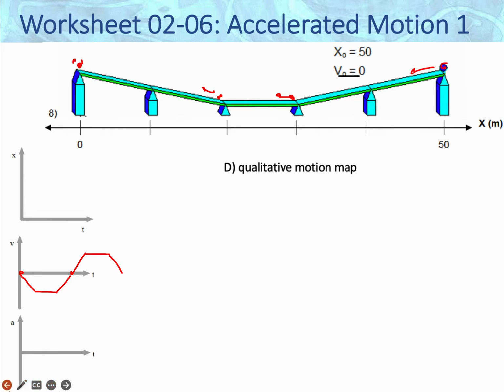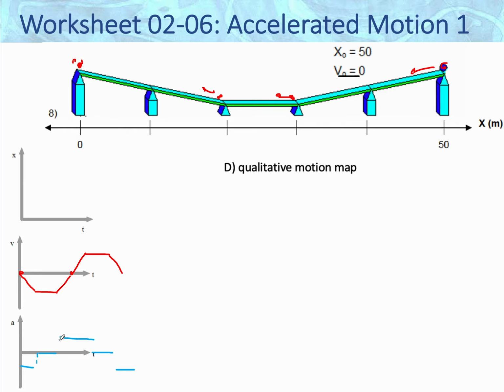My acceleration graph gets really exciting real quick. I've got negative here, 0 here, positive here, all the way across here, back to 0, and then negative. And yeah, I could do little dotted lines.